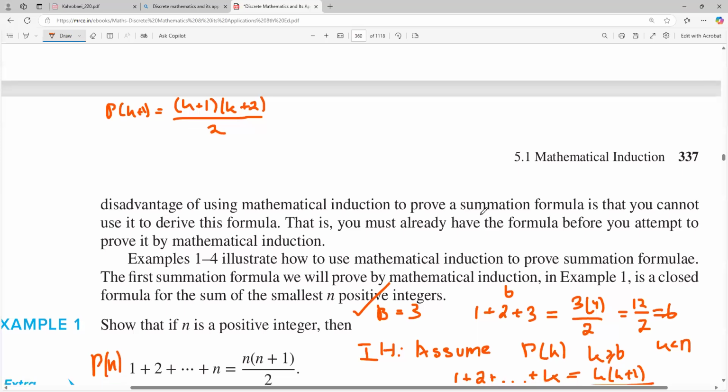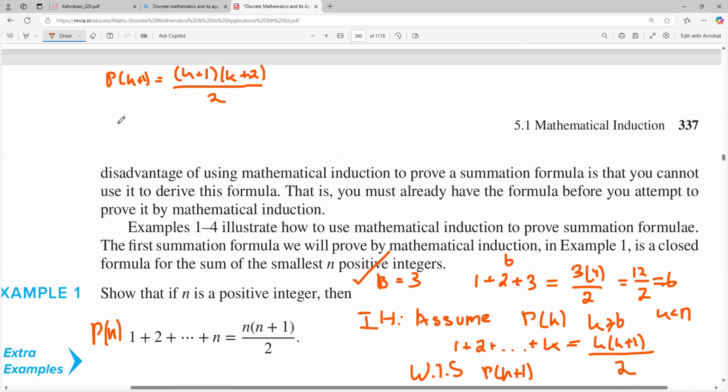Okay, so now we use this. Well, what's P of K plus 1? That's just 1 plus 2 plus dot dot dot plus K plus K plus 1. Right. What do we see? This part is P of K.